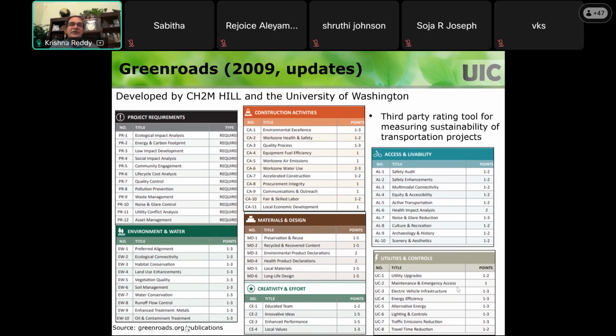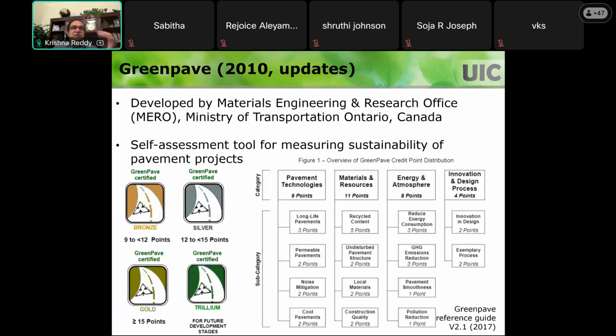So this is how, without getting too much involved in quantitative work, these rating systems will help you to incorporate a lot of sustainability and resiliency features in your project. The Green Pave is another rating tool applicable for transportation projects.